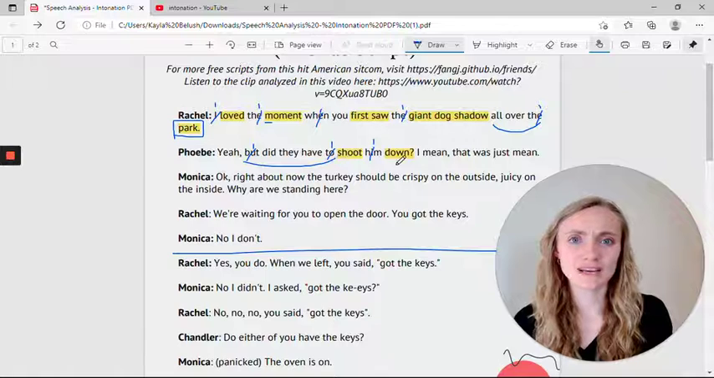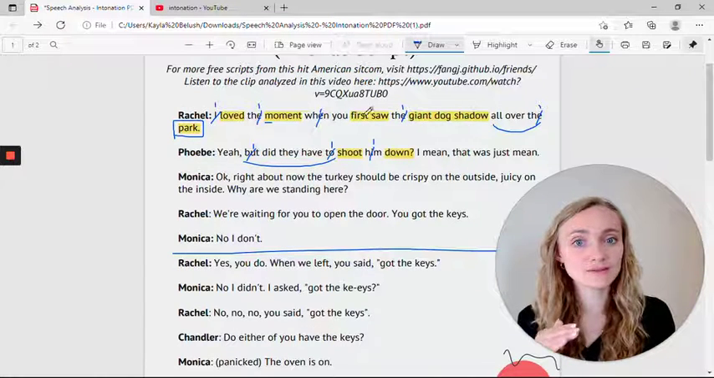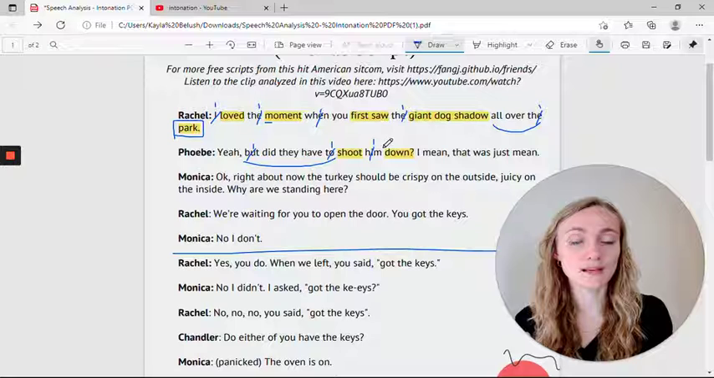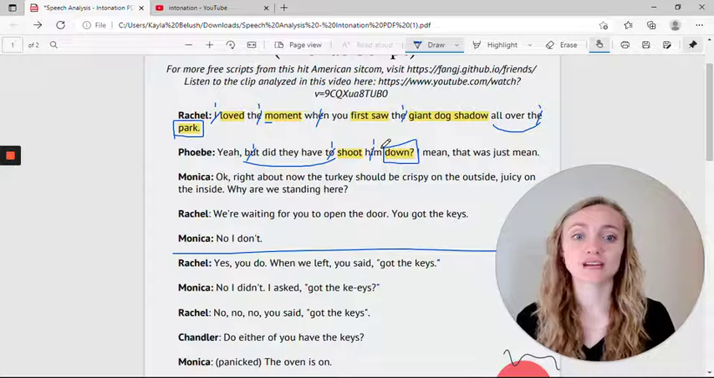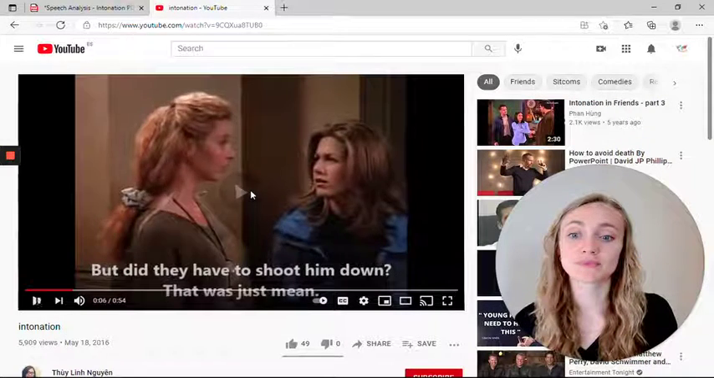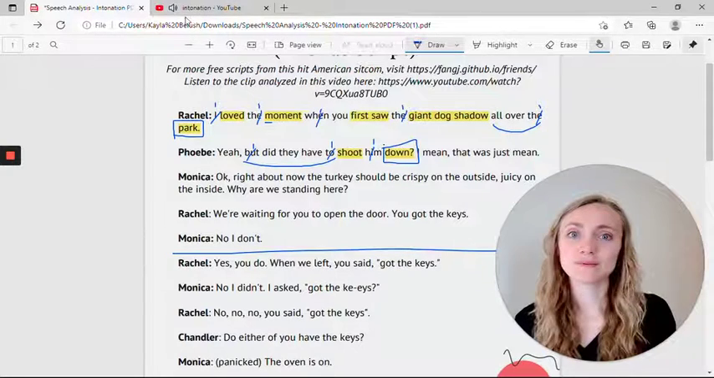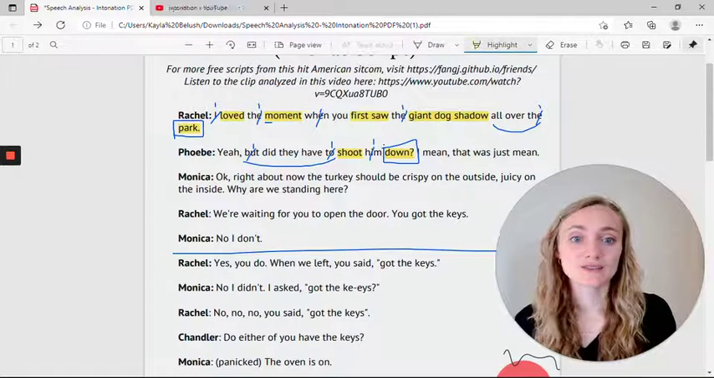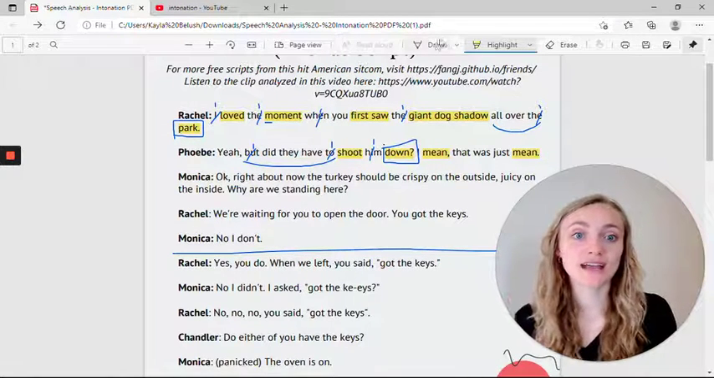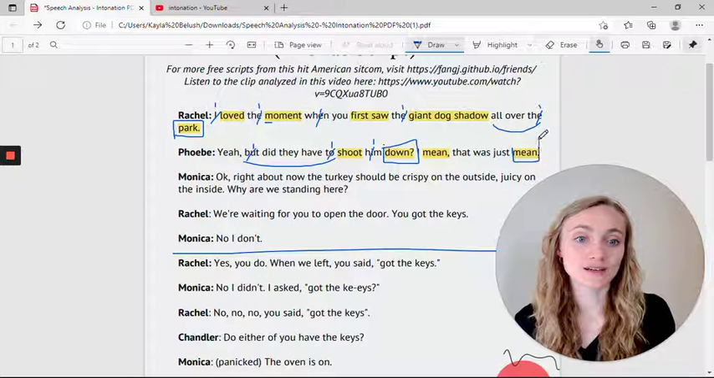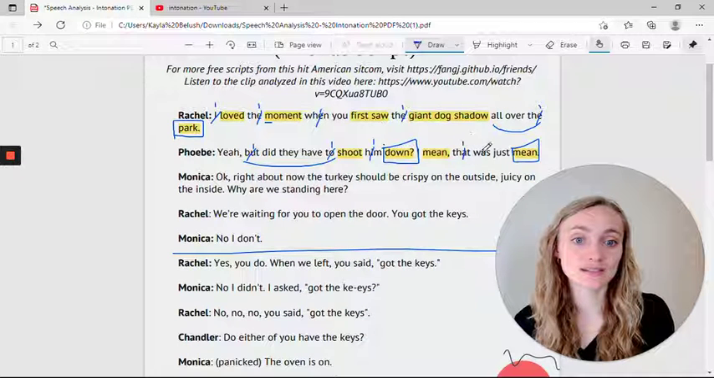Yeah, but did they have to shoot him down? Down is being used as the main focus word here. So down is being emphasized more. And then she says, and that was just mean. So she says mean 2 times. They have different meanings in each one, but she says mean 2 times, and those are our content words. And the last one is the focus word. And in the middle, we have some function words, that was just.